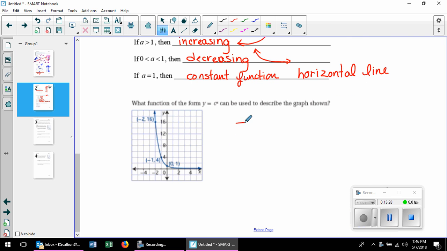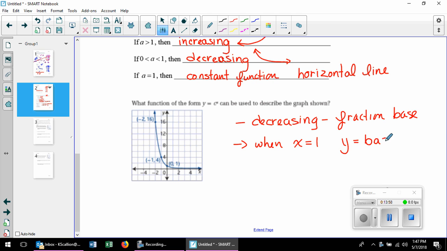So we identified that it's decreasing. So we know we've got a fraction base. That's what that tells us. And we now have to find when x is equal to 1, because whatever the y value is of that, that's your base. When x is equal to 1, y equals your base number. Does that make sense, everybody? Because your exponent's 1, and base to the power 1 is itself.